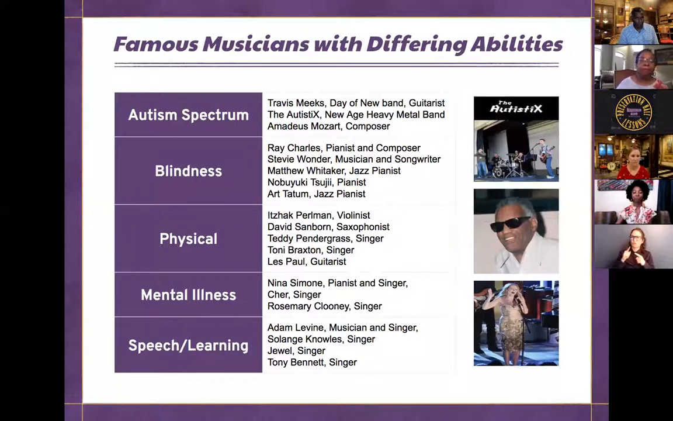When you talk about famous musicians with differing abilities, you're talking about, in the first left-hand corner of the frame we just left, Travis Meeks, a guitarist that's on the autism spectrum. There's a band in Europe called the Autistics. In order to be a participant in the band, you have to be a musician and you have to have autism. Of course, we saw Mr. Ray Charles, but Matthew Whitaker was the other pianist that was in the slide right before it. But as I was doing my research, I didn't know that Art Tatum, famous jazz pianist, was legally blind.